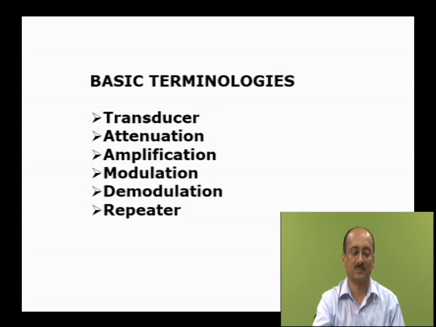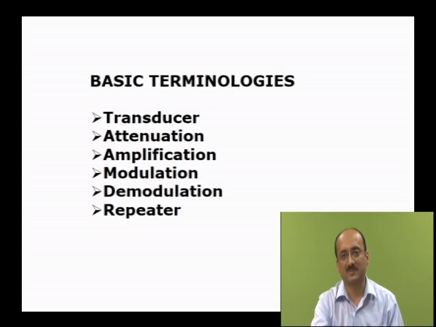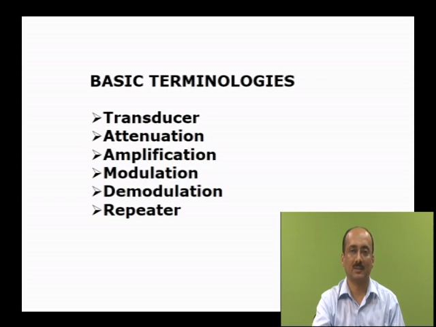Attenuation happens when communication takes place. Basically, attenuation means reduction or loss of signal strength when the signal is being communicated. Amplification is a process wherein the energy of the signal is increased. So if you are increasing the energy of the signal, that is what we call amplification.